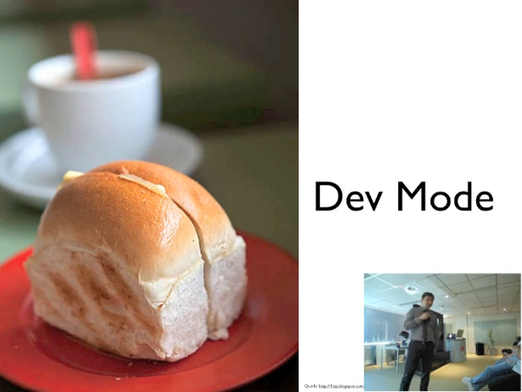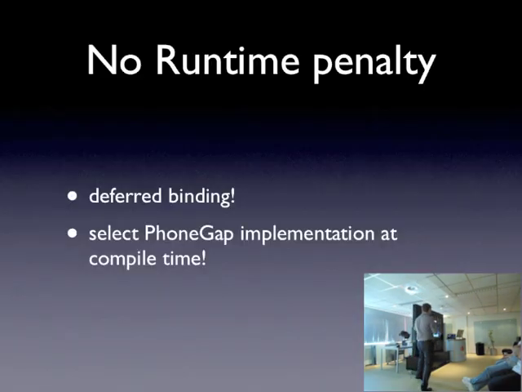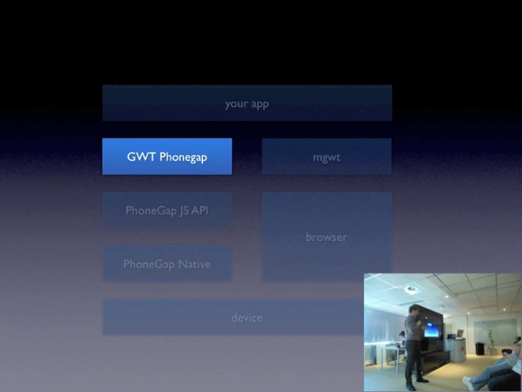In dev mode, we do emulate the API, and we use deferred binding for that. So we don't get any penalty while running live on a phone, because we just switch out the implementation at runtime. So basically, this is GWT PhoneGap.